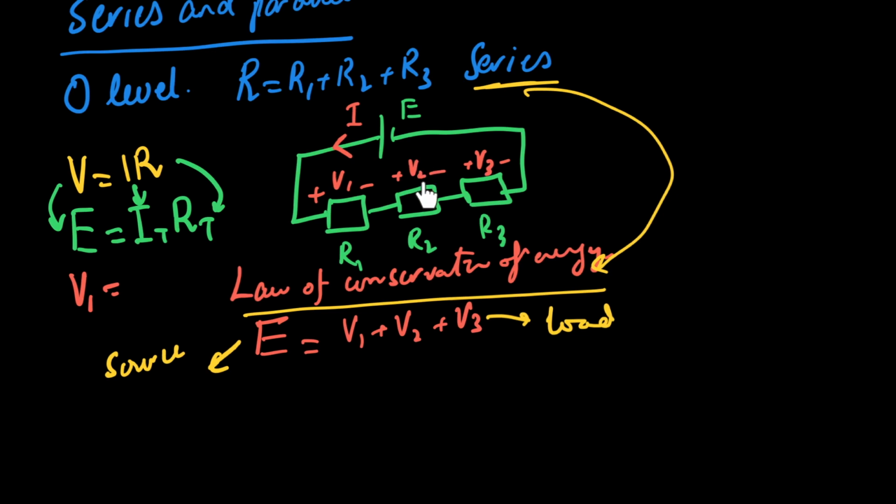So try to understand that when you're using V1, you must only use R1, if in case you're using V equals IR. If you're finding V2, then you use I into R2. V2 has nothing to do with R3, V2 has nothing to do with R1, at least in the calculation over here. So V1 is equal to I1, you can call it I1, into R1. It really doesn't matter whether you call it I1, I2 or I3.